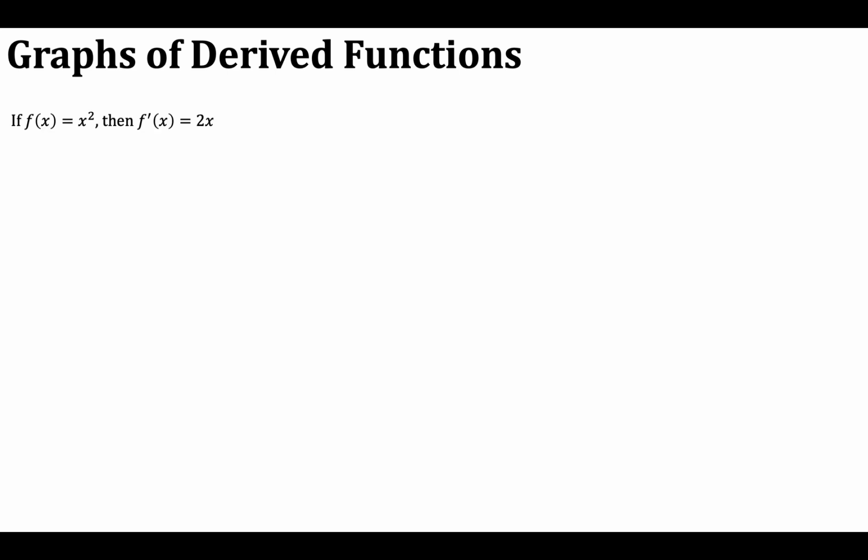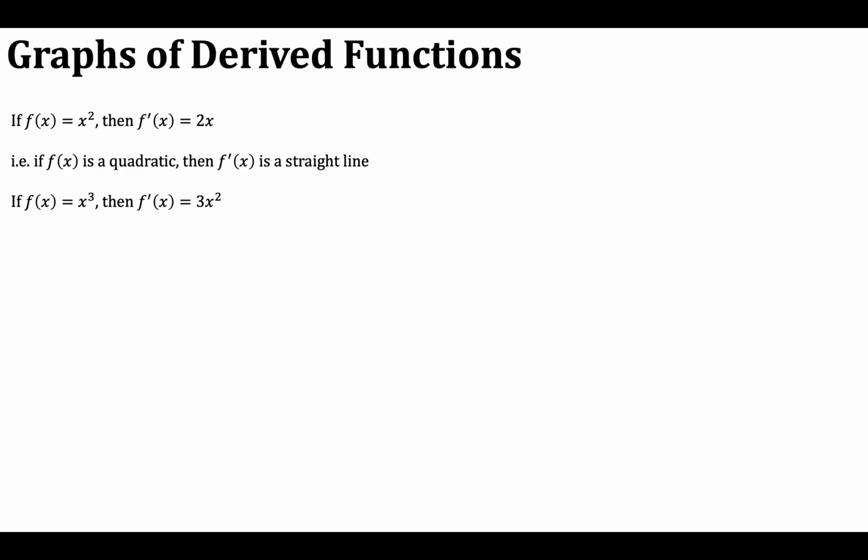Say we have f of x equal to x squared. Then we should know now that f dashed of x is equal to 2x. If we think about that, if f of x is a quadratic, a parabola, x squared, then f dashed of x is a straight line. That gets us starting to think about the graphs here.